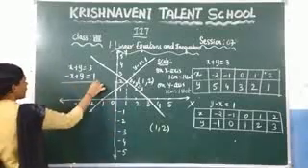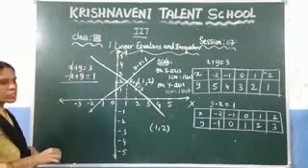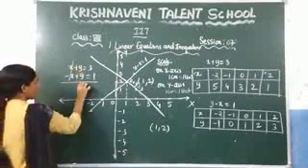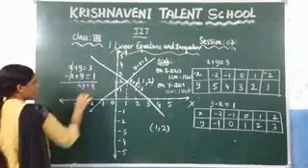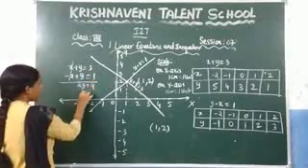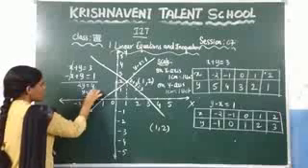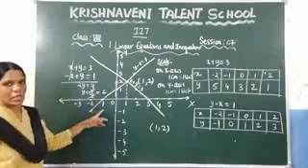So here you can observe that these two will get cancelled, so that you are getting here y plus y which is 2y is equal to 3 plus 1 which is 4. So that you are getting the y value as 4 by 2, which is nothing but 2.